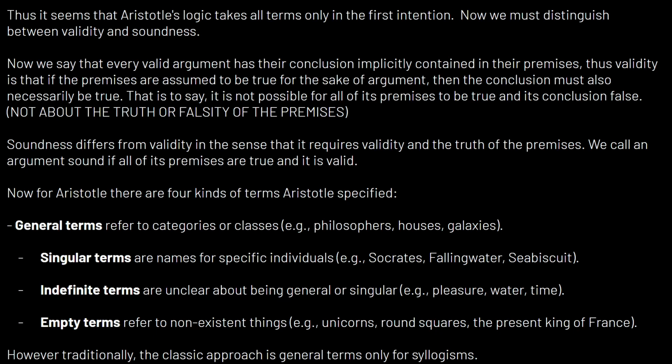And indefinite terms are just unclear about being general or singular, right? They're just neither. So, for example, pleasure, water, time, right? But that's basically it for the terms. But traditionally, the classic approach is general terms. So we only use general terms for classical syllogisms, basically.